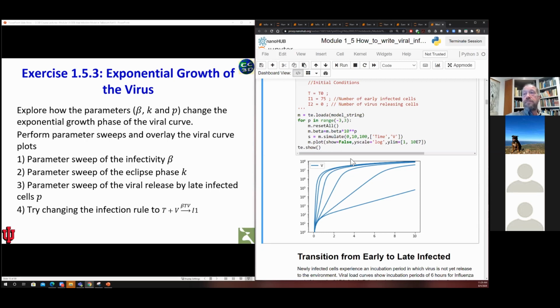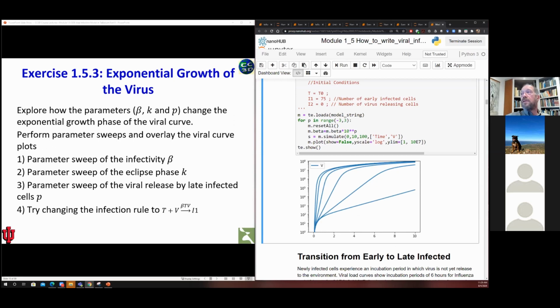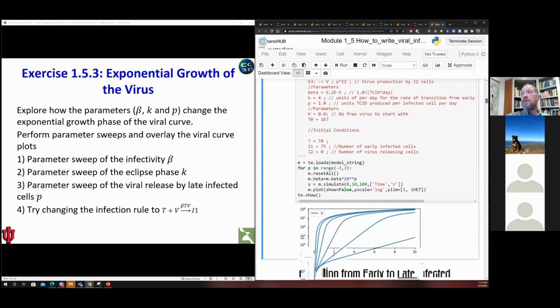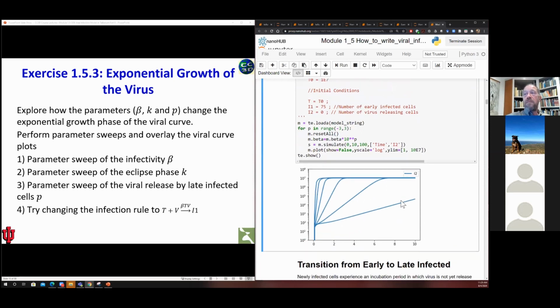We didn't sweep the delay time for the conversion from I1 to I2. Let's do that, and let's look at the I2 cells for that. If we look at the number of I2 cells, if the rate of infection is very low, it takes a long time to get the I2 cells. As we increase the rate of infection, the I2 cells appear faster.